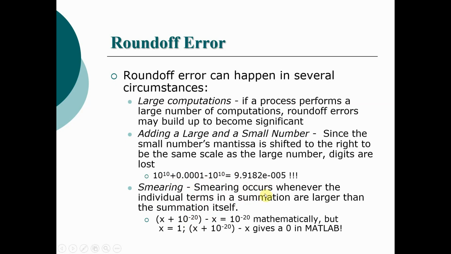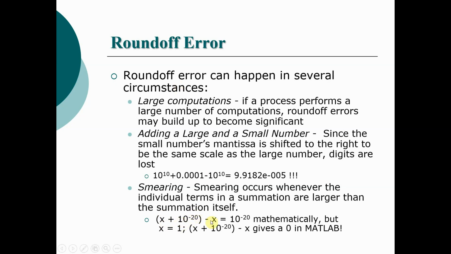So smearing, this is called smearing, occurs whenever the individual terms in a summation are larger than the summation itself. Here, let's say we have x plus 10 to the power negative 20. This is a very small number. If you subtract x from it, it has to be 10 to the power negative 20. But if x is much larger than this, then MATLAB might give you 0. Other packages might give you 0, right? Because compared to x, it's very small, it's going to be ignored, right?